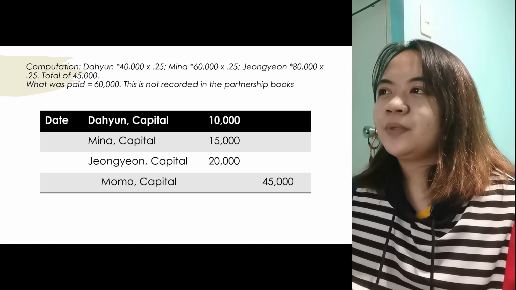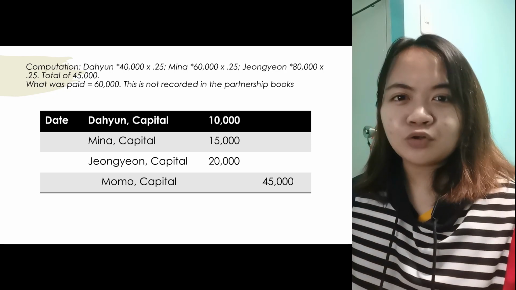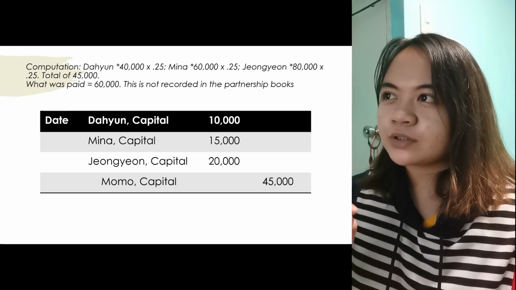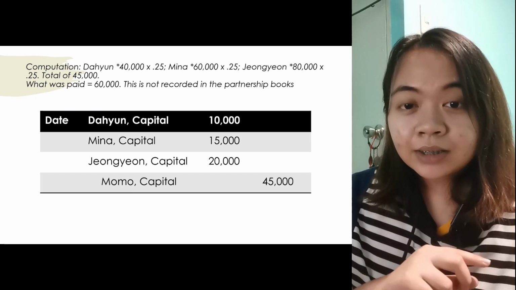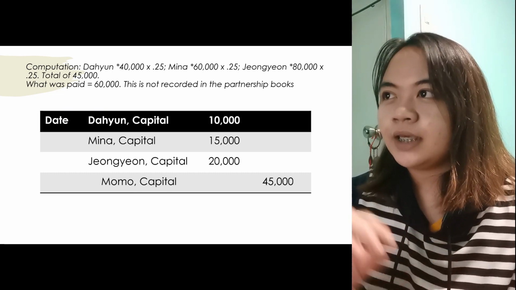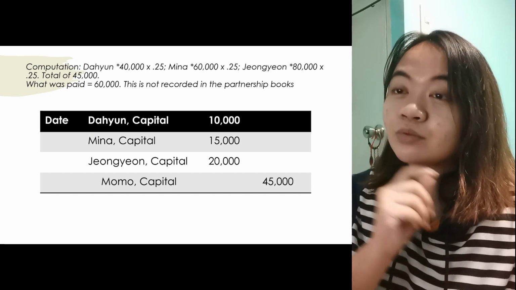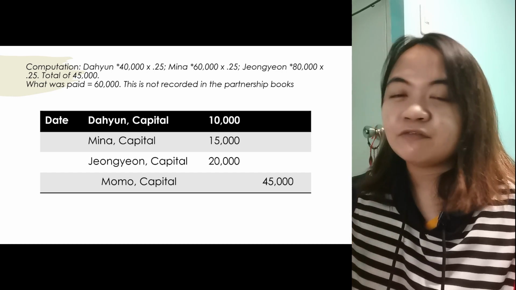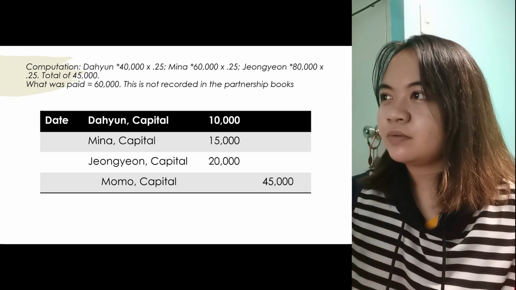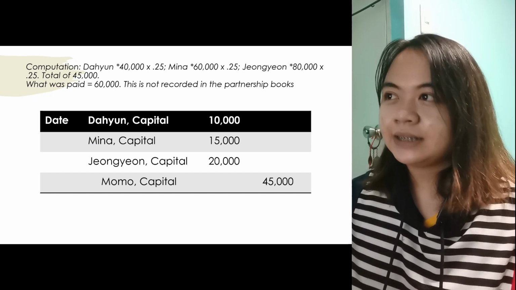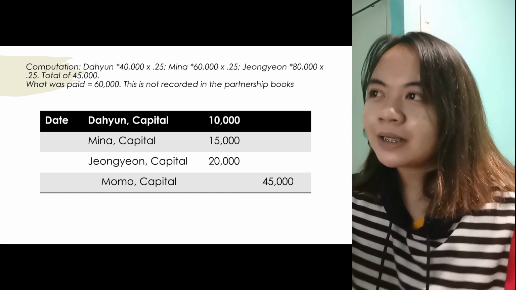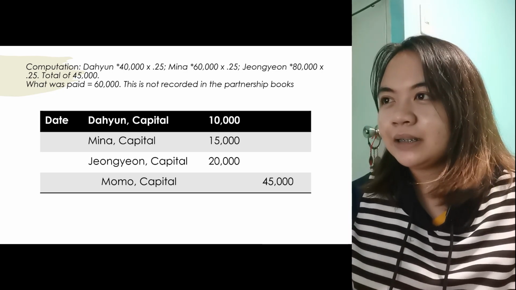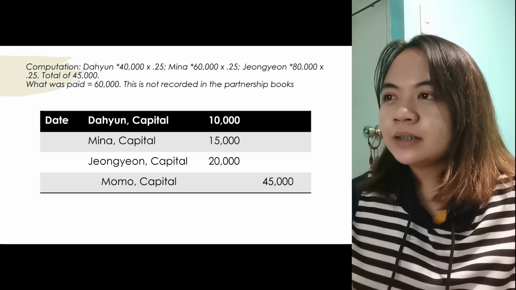So, let's look. Paano ko computein yung 25%? So, we have computation. We have Dayon. Ang kay Dayon capital is 40,000. Multiply mo lang sa binili ni Momo. That's 25%. Okay? Kay Mina naman, ganun din, 60,000 times 25% na binili. And then, we have Jonghyun, 80,000 times 25% na binili. You have total of 45,000. So, what was paid is 60,000. Okay, this is not recorded in the partnership books. So, paano natin i-record lahat yan? Okay, i-record mo yung mga nabawasang capital. So, we have debit Dayon, 10,000. Mina, we have 15,000.